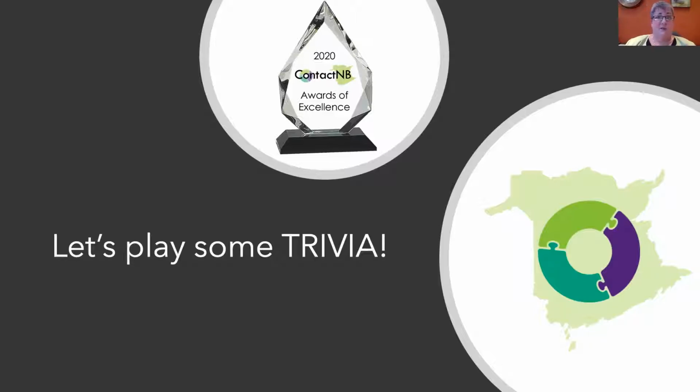Now a couple of trivia questions about ContactNB. Okay, this will test your knowledge, make me happy. Where was the ContactNB Awards Gala held last year in 2019? Was it A, Fredericton, B, Moncton, C, St. John, or D, Halifax? Five, 4, 3, 2, 1. Okay, most of you chose Fredericton. Most of you must have been there. You're absolutely right. The answer is A, Fredericton.